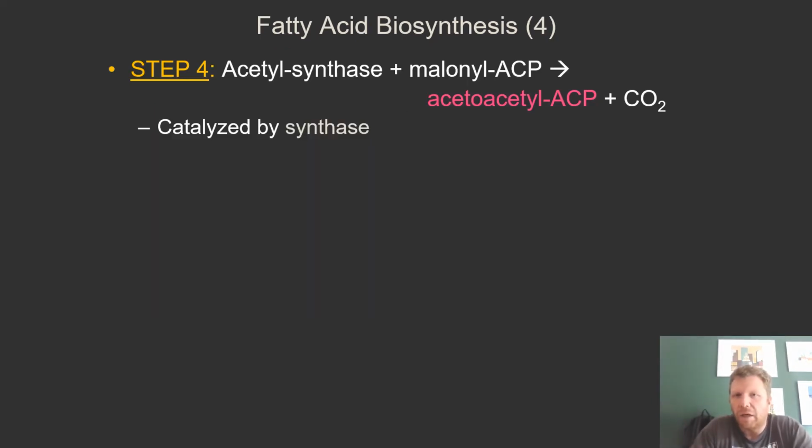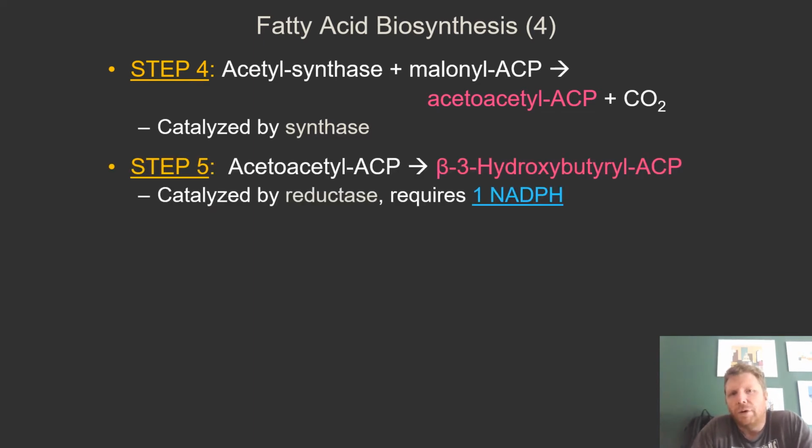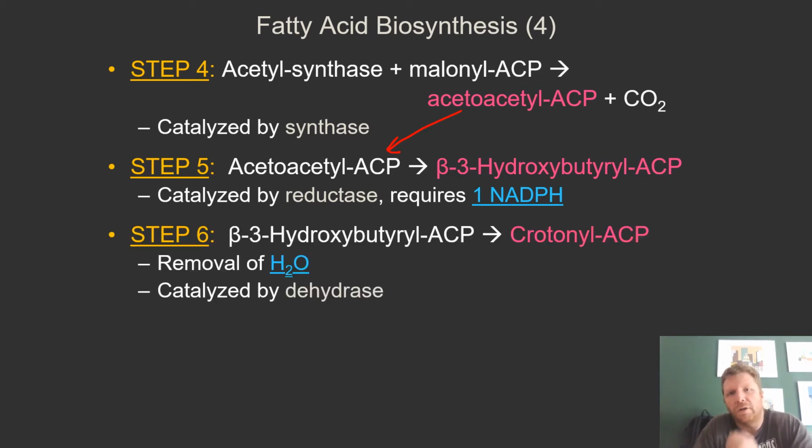That malonyl ACP and acetyl synthase are going to make acetoacetyl ACP and CO2. This is catalyzed by a synthase enzyme. Step 5, we're going to take the resulting acetoacetyl ACP to produce beta-3-hydroxybutyryl ACP. This is catalyzed by a reductase, and this requires 1 NADPH. Step 6 is going to take beta-3-hydroxybutyryl ACP to produce crotonyl ACP. We're going to remove 1 H2O in the process. The enzyme that does this is a dehydrase.